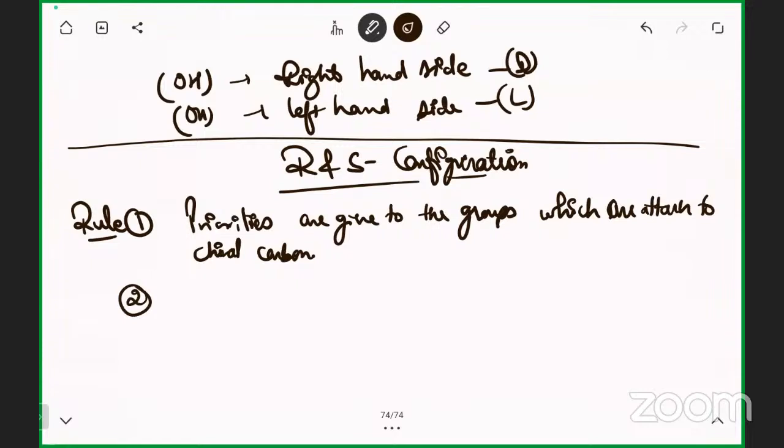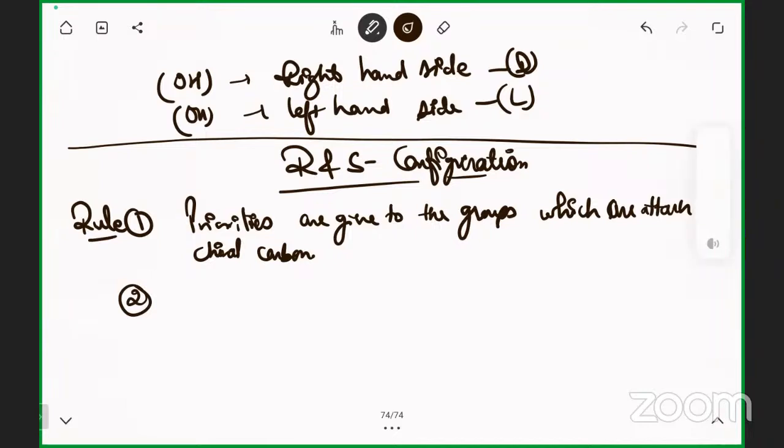What was chiral carbon? Anyone? No one knows what is chiral carbon?